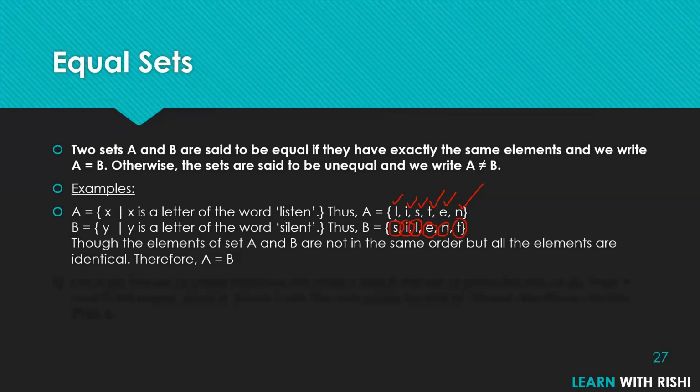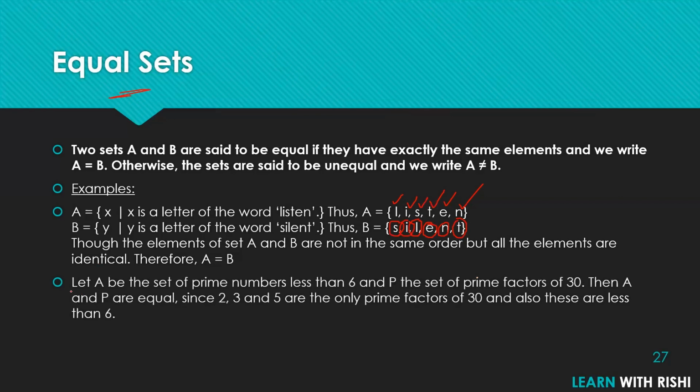Now here order doesn't matter. We have already learned in sets that the order of elements doesn't matter. But observe here, all the elements present in set A and set B are the same. So set A and set B are said to be equal sets.